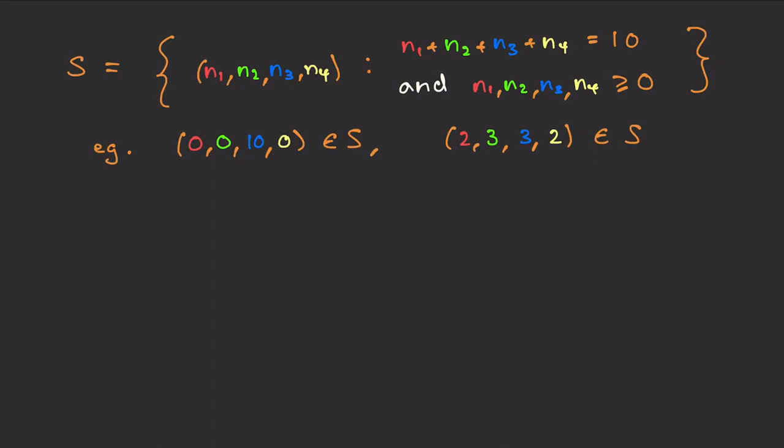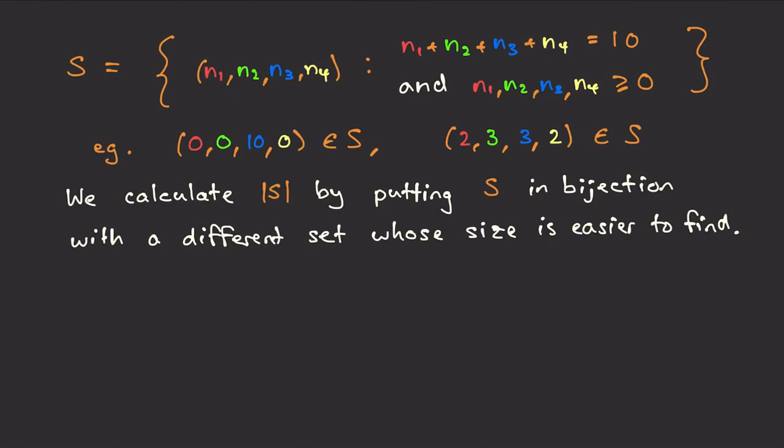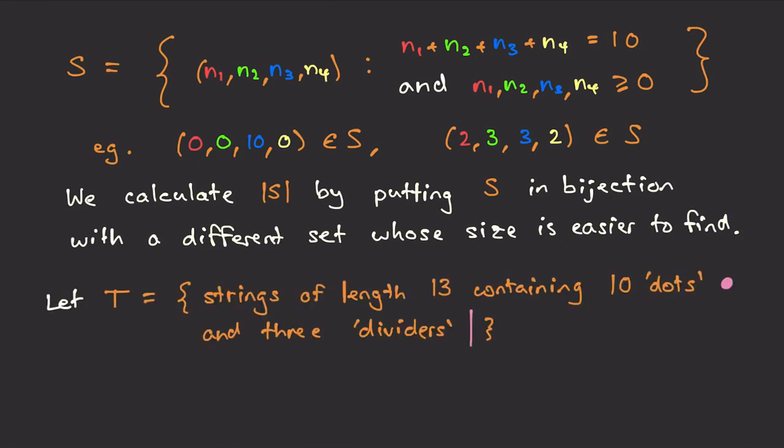We want the size of S, and we're going to work this out by putting S into bijection with another set whose size is easier to find. It's not obvious what set to choose here, but here's the example that works. We're going to set T to be the set of all strings of length 13 that consist of 10 dots and 3 dividers. For example, here are two strings that belong to the set T.